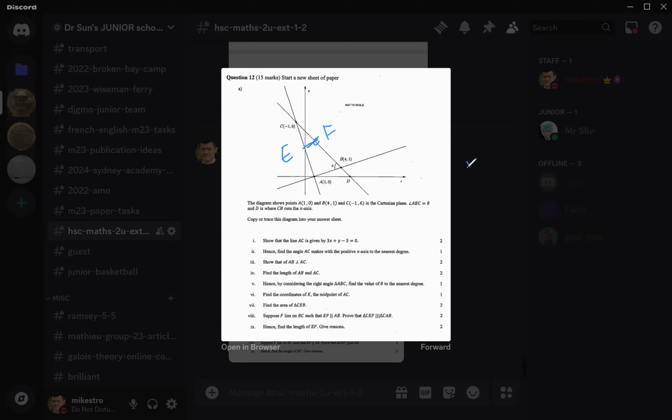So EF has the same slope as AB. So you can use that to show that it's 90 degrees. So EF is perpendicular to AC. So it's got a right angle there.